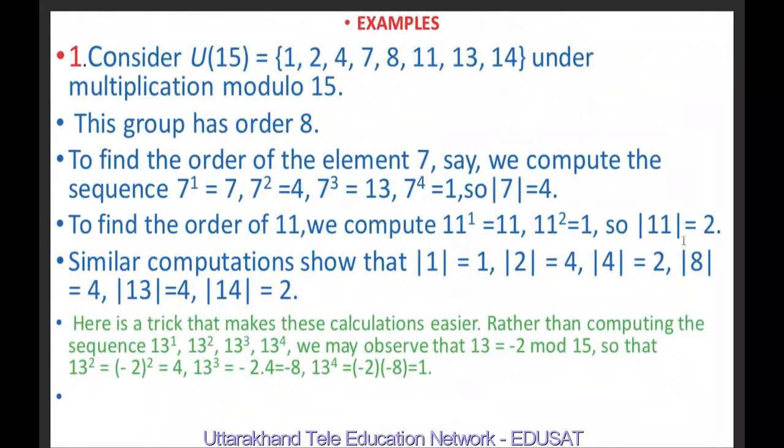So for example, if we consider a set U15 equal to 1, 2, 4, 7, 8, 11, 13 and 14, U15 is the set of all integers less than 15 which are relatively prime to 15, and we will show that it is a group under multiplication modulo 15. What does relatively prime mean? Two integers are said to be relatively prime if there is no integer greater than 1 that divides both. It means the greatest common divisor of both the elements is 1.